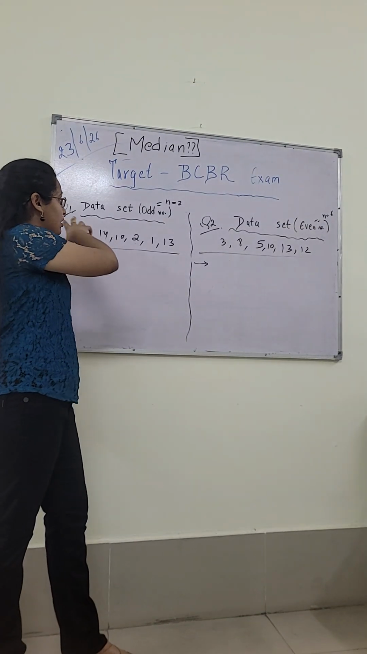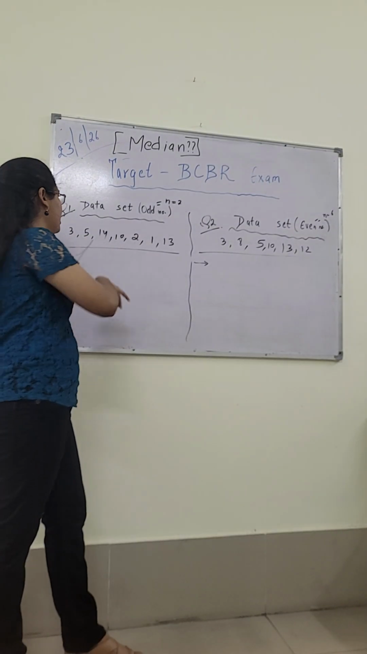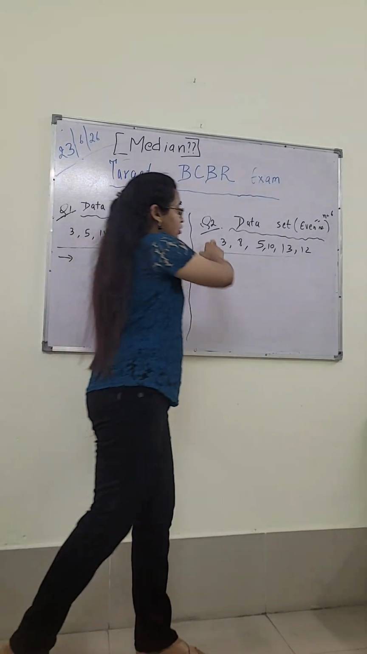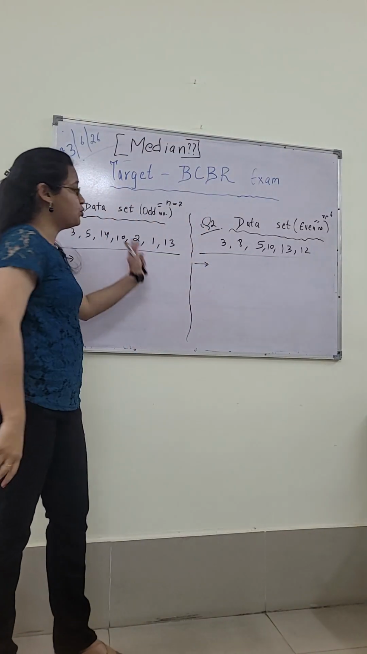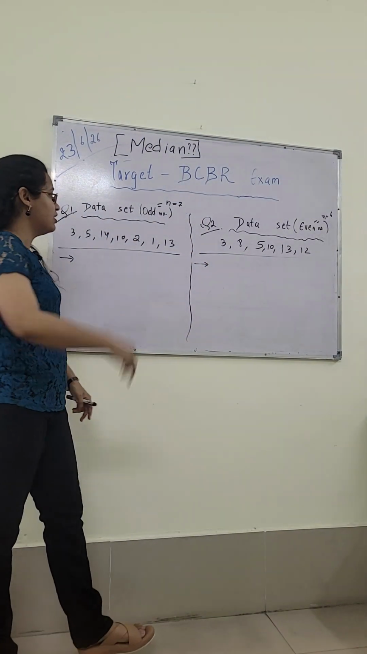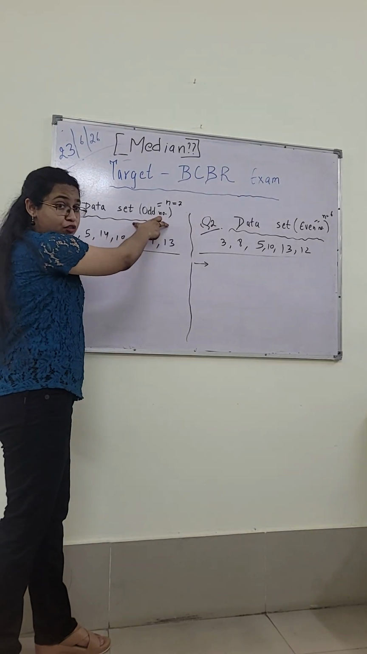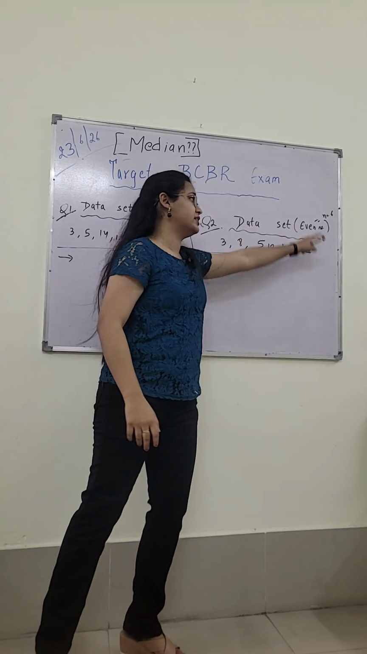Say suppose you are given a question like calculate median of this data set or of this data set. So we will do both of the questions simultaneously to understand the formula for odd number of data sets and even number of data sets.